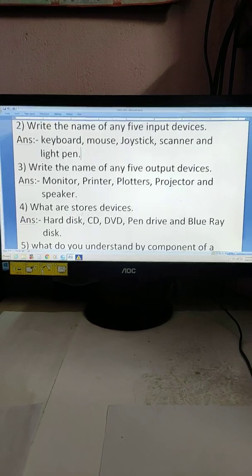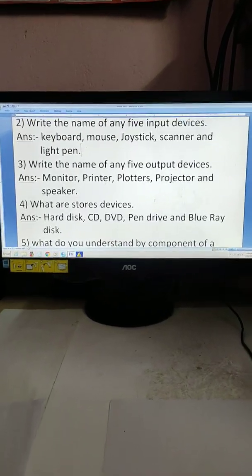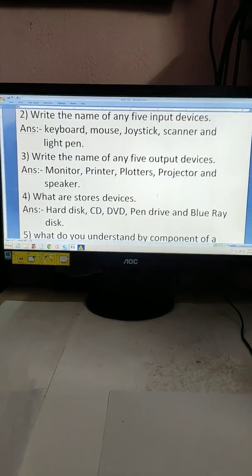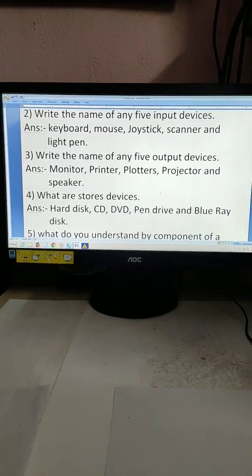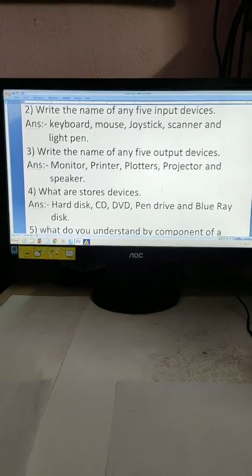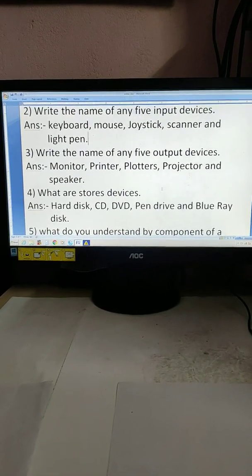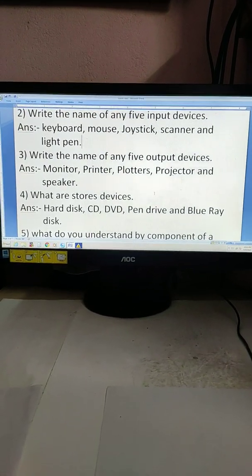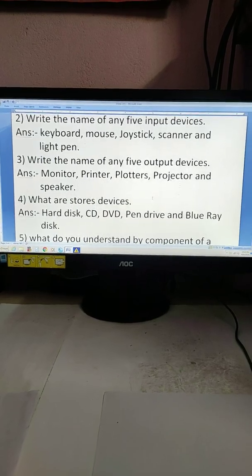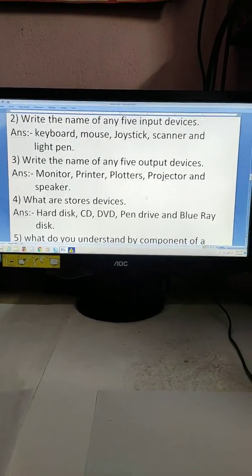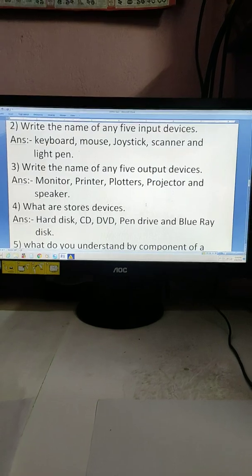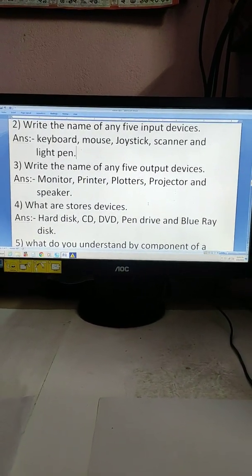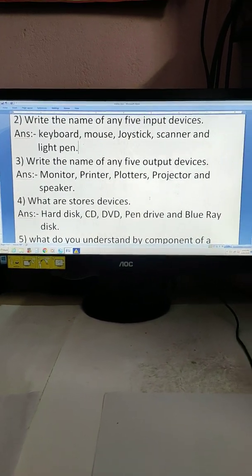Now, what are the storage devices? Storage devices I have already explained, but again I will say that they are where we can store things for the future. Those are the storage devices, meaning permanent storage devices, such as hard disk, CD, DVD, pen drive and Blu-ray disc. You can store your files, data and information on these discs for future work.